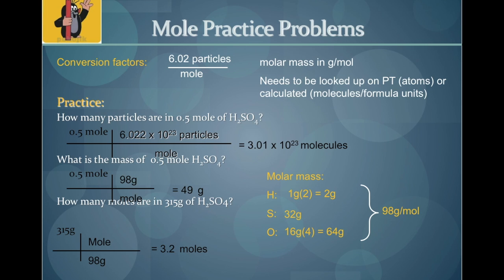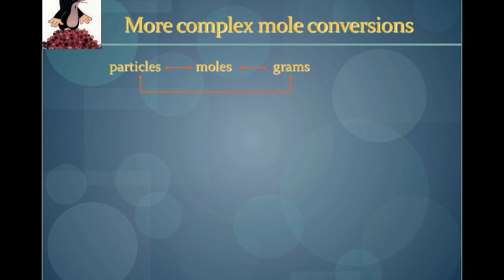Now, sometimes we need to do more complex conversions. So, for example, you might know how many particles you have and want to know how many grams you have, or you might know how many grams you have and want to know how many particles you have. The way to do this is to use the mole. So you have to do this in 2 steps. You can't go directly from grams to particles. You have to figure out the number of moles first. So I'll give an example. Let's say we have a helium balloon that has a mass of 4 grams. How many atoms of helium are in the balloon?